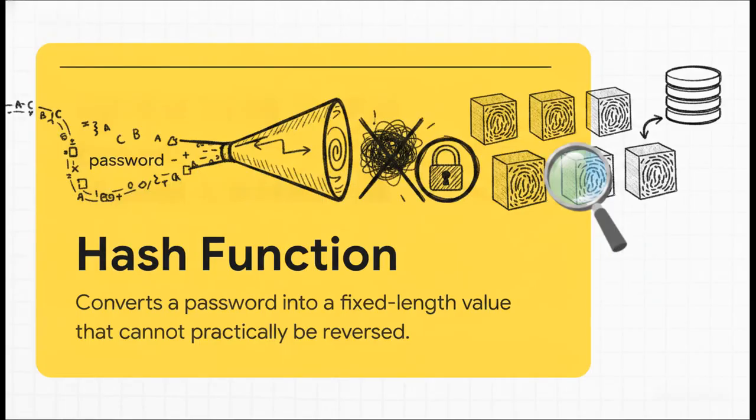And that transformation happens through something called a cryptographic hash function. This is basically a mathematical process that takes your password, no matter how ridiculously long or short it is, and converts it into a fixed length value. But the absolutely crucial part of this definition is the very end. It cannot practically be reversed. It's a one-way street. Think of it like a digital fingerprint. Once your password is put through this function, the original text you typed is fundamentally discarded. The only thing that gets stored in the database is that resulting irreversible hash.